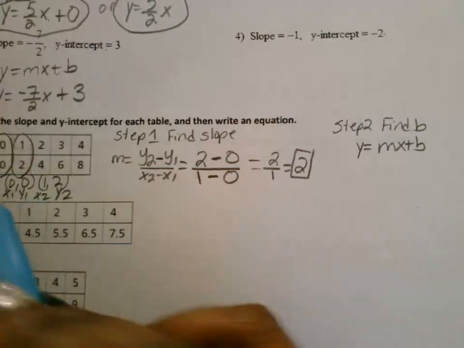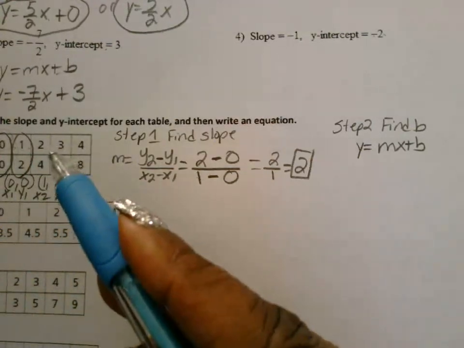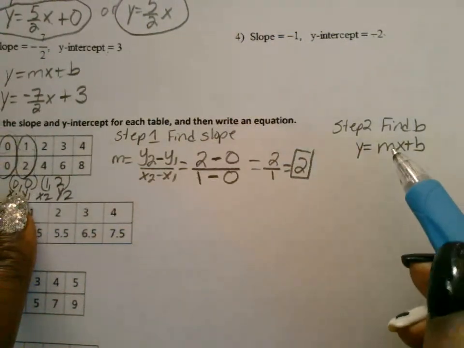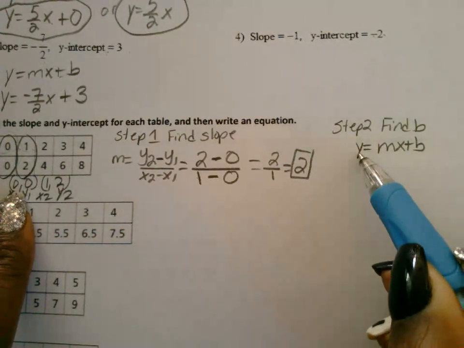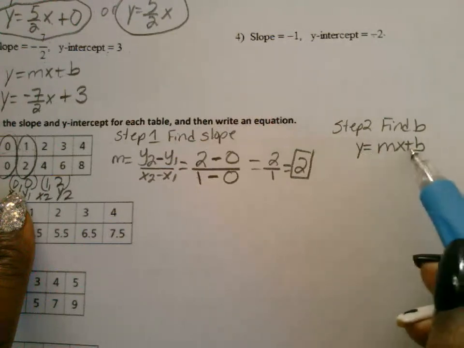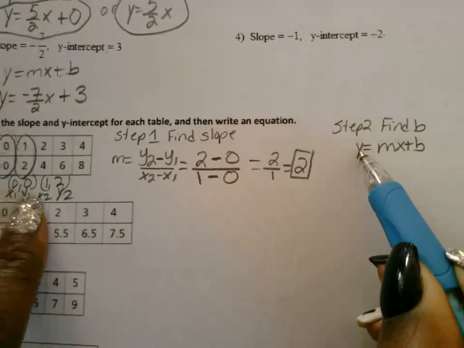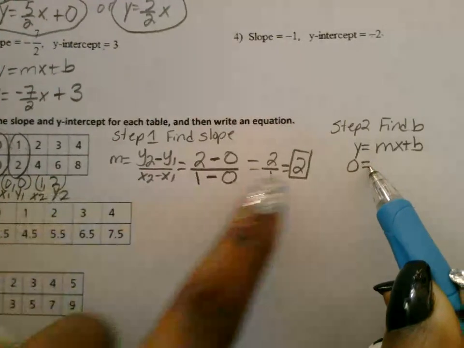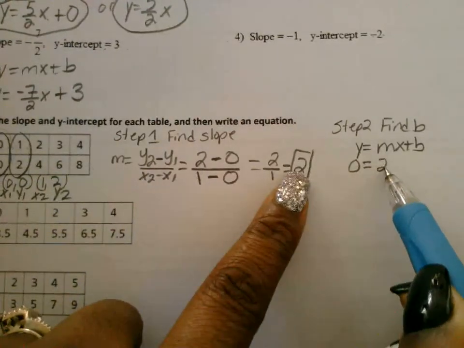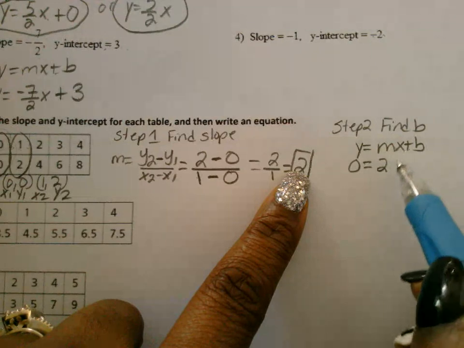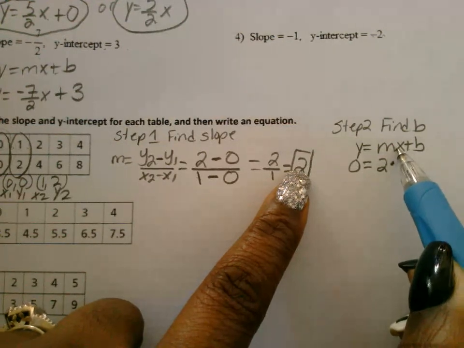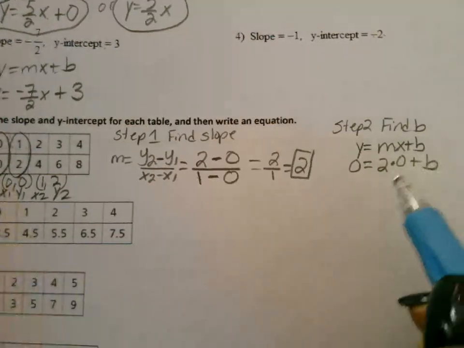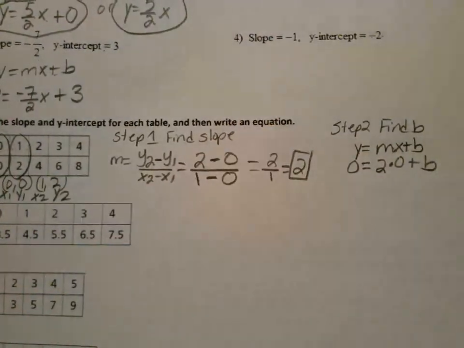I'm going to choose 0, 0, because guess what? 0 is easy to substitute. So if I choose this 1 point, all I need is 1 x and 1 y. Y is 0. Bring down the equal. M we just found is 2. This is multiplication times x is 0. I could use any point. I'm still going to get the same answer regardless of what point I use.